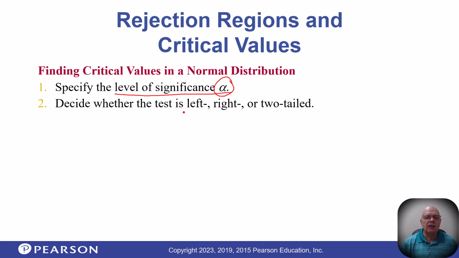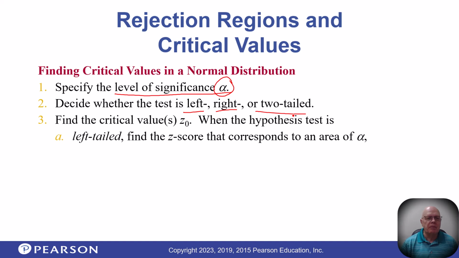Decide which kind of test it is, left, right, or two-tailed. Next, what is the critical value or values? I'm going to make this z sub c. If you like that, fine. If you like z sub 0, that's fine with me. Now, when it's left-tailed, you're going to find the z-score that corresponds to an area of alpha. So we're starting with alpha to get our critical value.